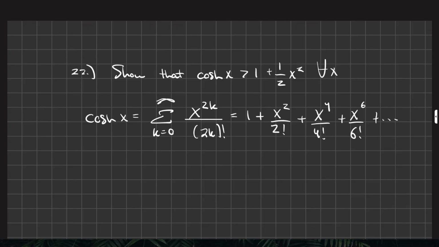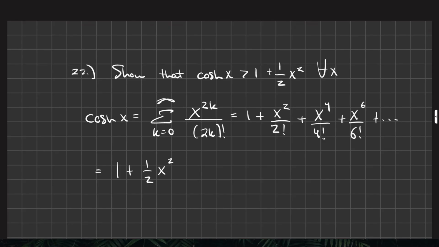So the way to approach this is let's just split off the first two terms. Right, we want to show that cosh x is greater than 1 plus 1 half x squared. And if we notice that the first two terms of this series are, in fact, 1 plus 1 half x squared. I wrote that as x squared over 2 factorial. 2 factorial is 2. We can pull that 2 out as a 1 half. And it looks like this.